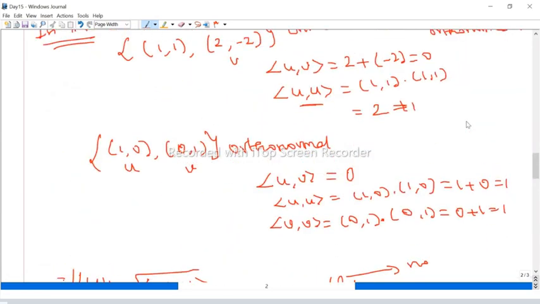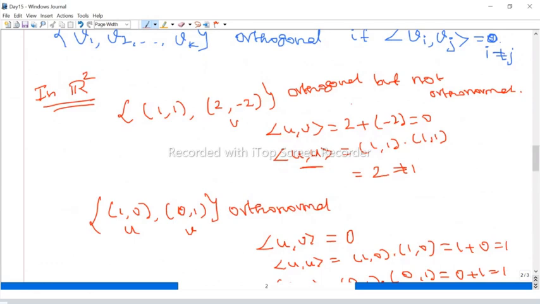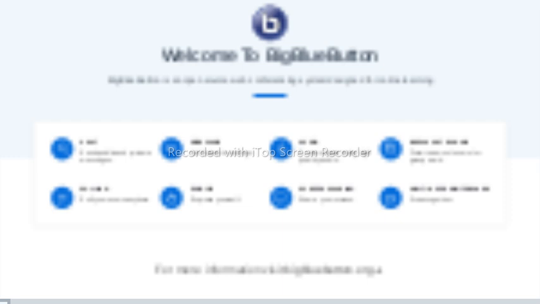Therefore, the same problem: the first problem is orthogonal, but it is not orthonormal. We have to convert this into an orthonormal set. What is that? Just okay.